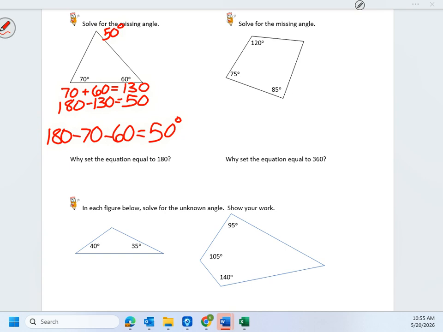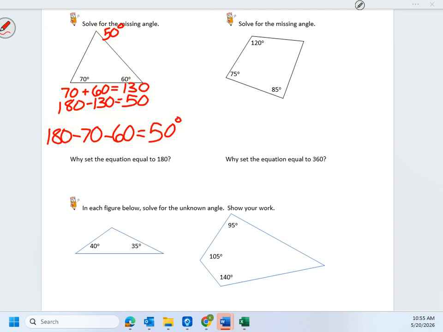Doesn't matter which way your brain looks at it. Finley looked at it and said, oh, I can add those two together and subtract that one time. My brain looked at it and said, instead of adding and then subtracting, I'm going to subtract and then subtract. Either way, same answer. So if we're looking at our quadrilateral, what could we do to solve that one?